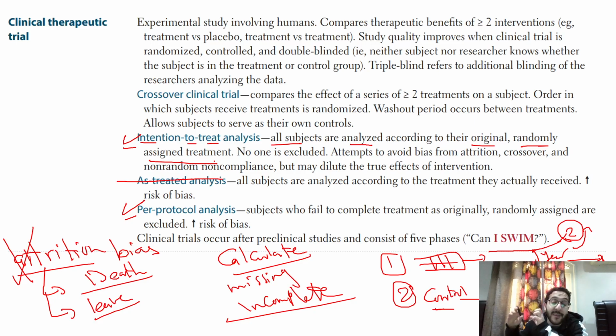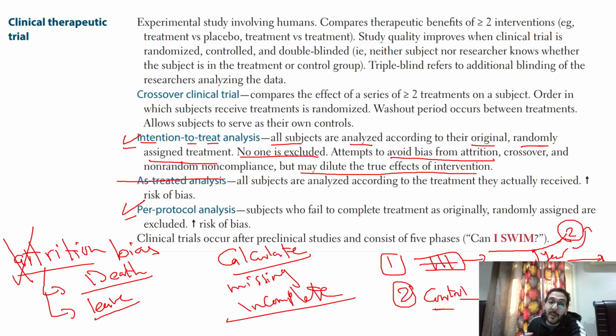That's it. Names actually are very, very important. Make sure you know this. No one is excluded, and this avoids bias from attrition. Good. But the bad thing is it may dilute the true effects of the intervention. But it's a necessary evil in order to complete my study and complete my data. It's not the perfect thing in the world, but again, it is what it is.